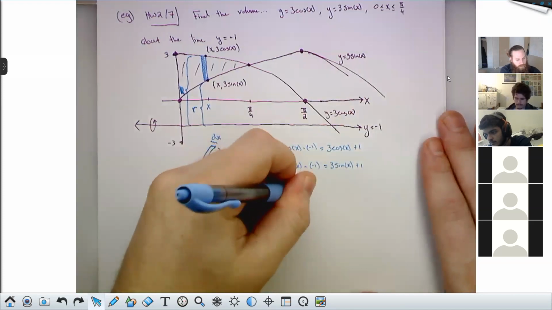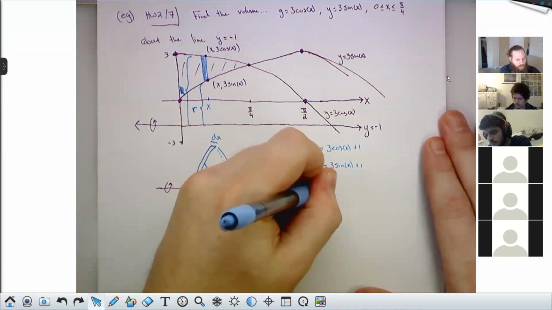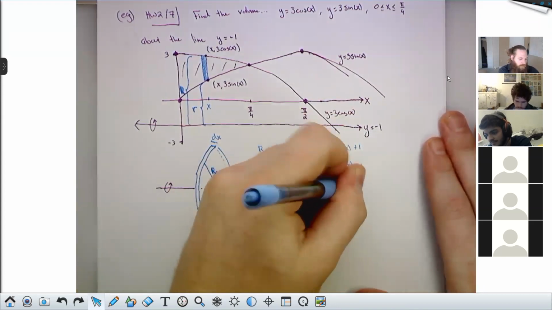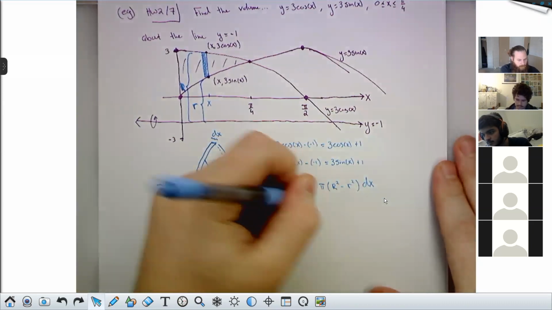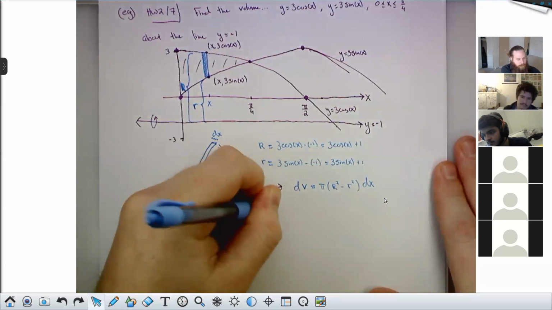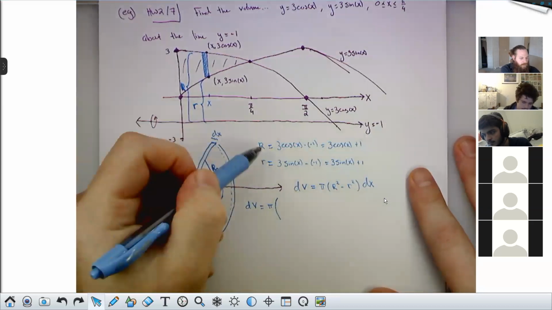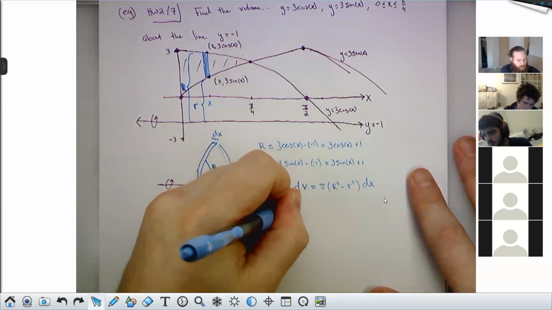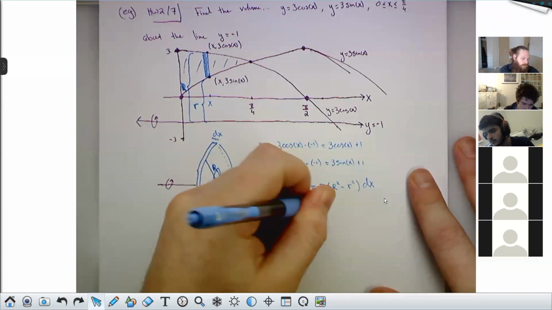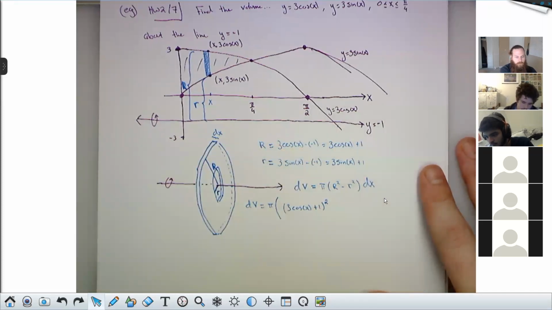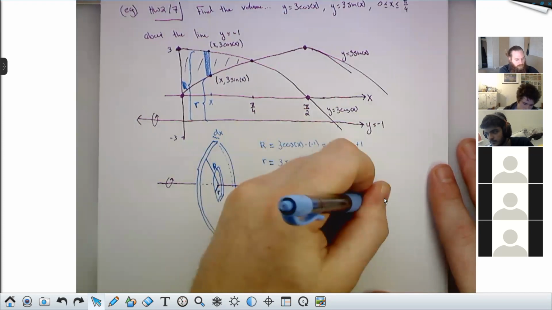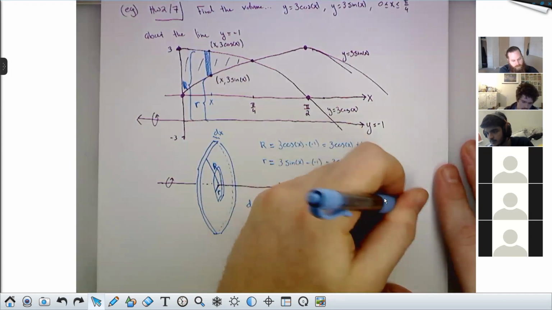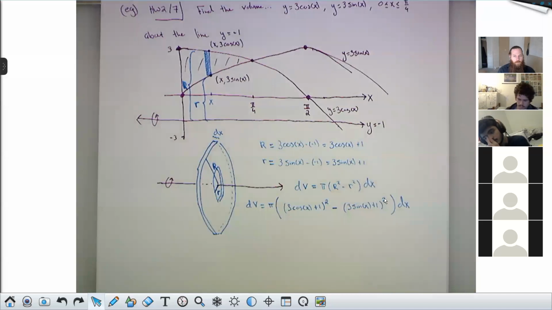So then dV, the volume of my tiny little solid here, is pi times big R squared minus little r squared times dx. And we cooked that up last time. We can be comfy with and remember that recipe. It'll be useful in all of these problems. I plug in what I've got. I'm going to need some more space, so I'll come over here. dV is pi times open big parentheses, big R is 3 cos x plus 1, so big R squared is 3 cos x plus 1 quantity squared. Don't forget the parentheses. Minus little r squared, which is 3 sine x plus 1 quantity squared, and dx is dx. All right, we're almost through the hard part.